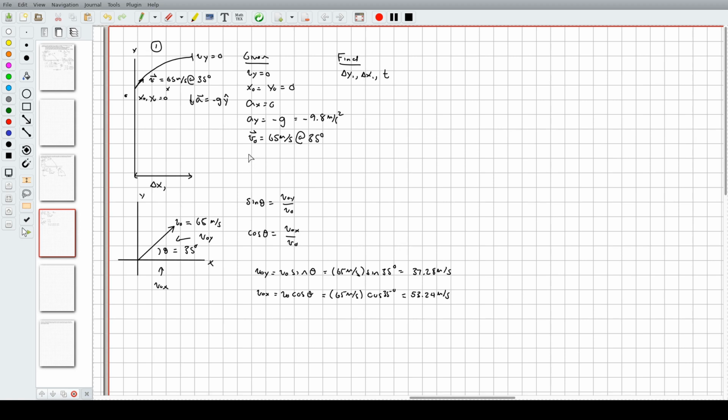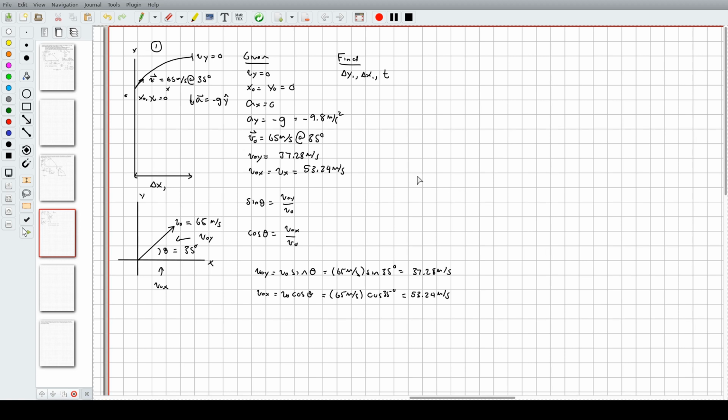And I'd like to point out here that, even though v naught y is 37.28 meters per second, our v naught x is the same throughout. And that's because there's no acceleration in the x direction. And that's 53.24 meters per second.